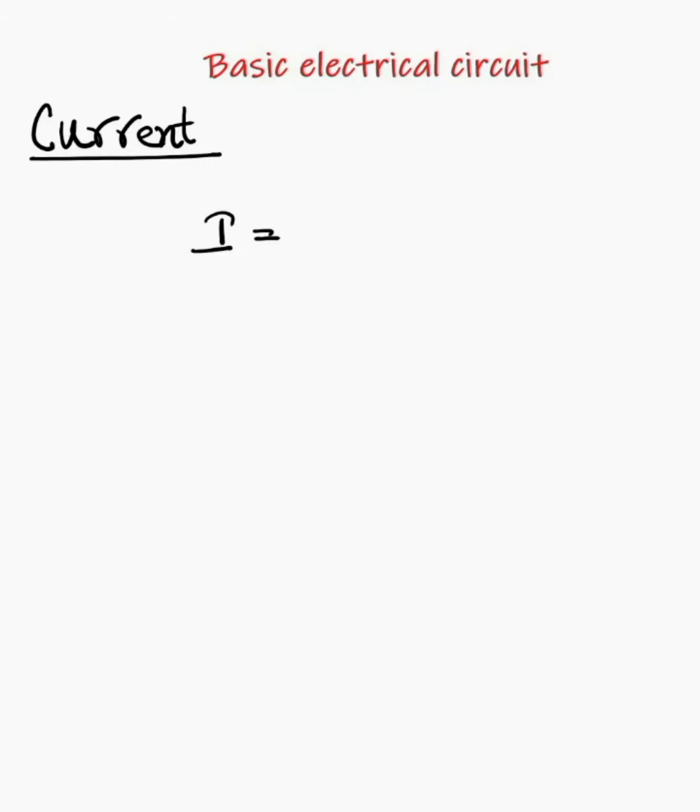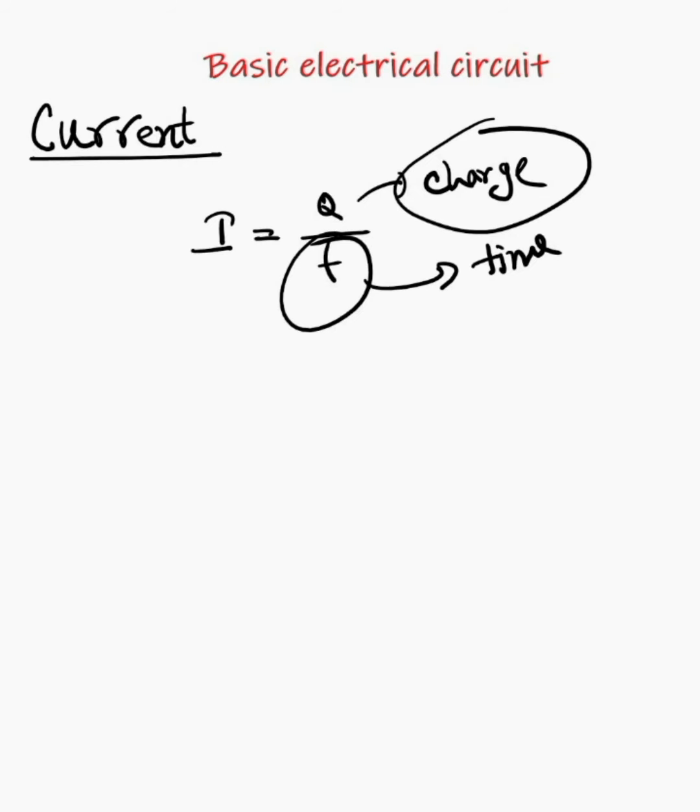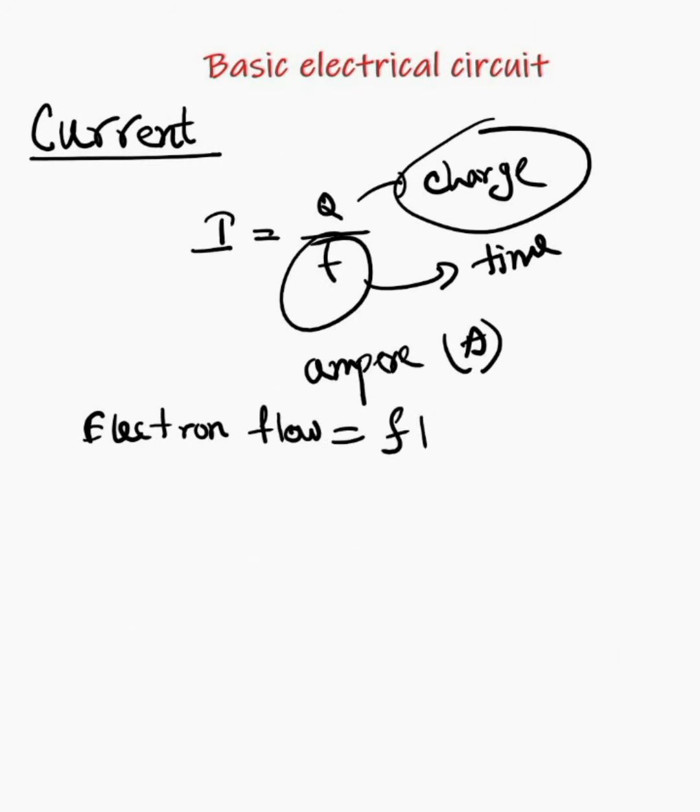From this we can write I equals Q over T. Here Q equals charge and T is time. We measure current in amperes. The flow of electric current is nothing but the flow of electrons. So electron flow equals flow of current.